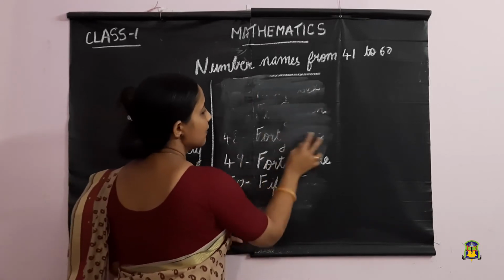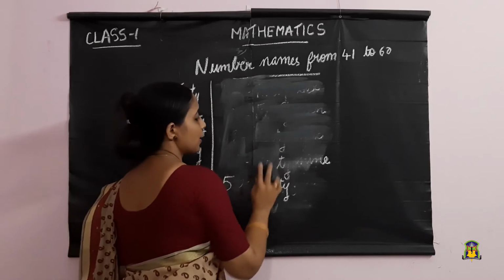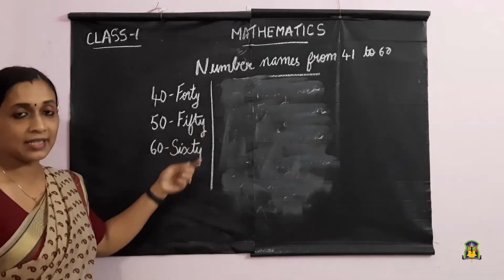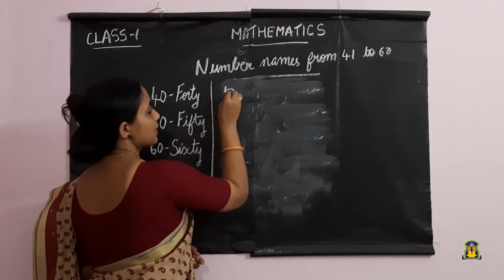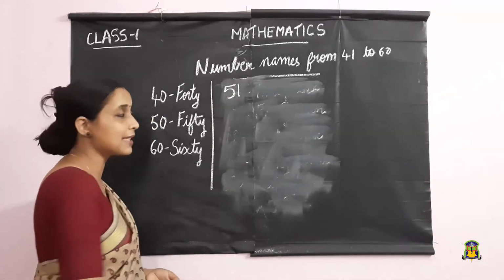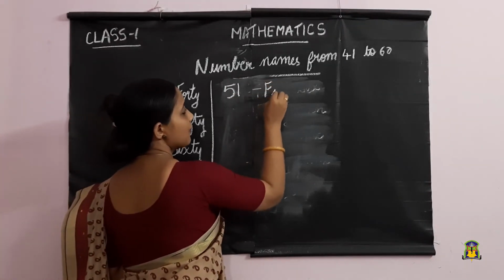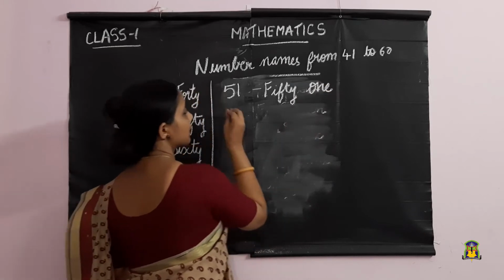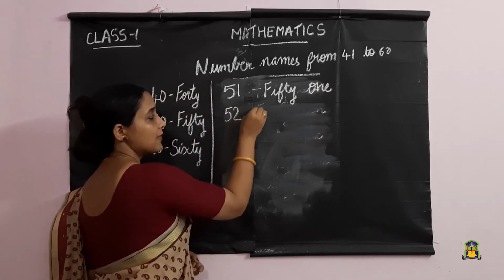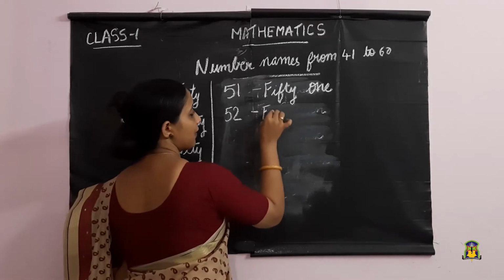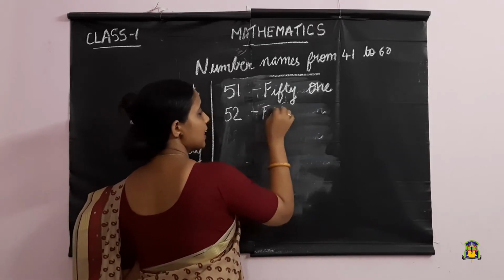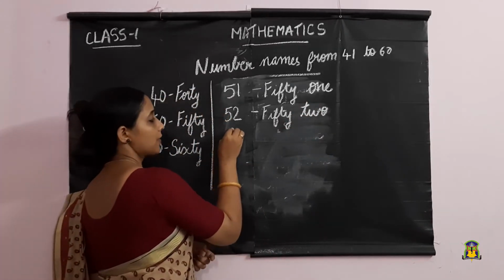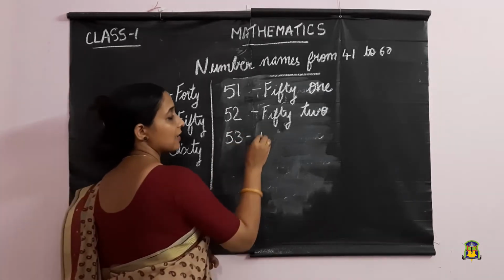After 50 it is 51. And already you have learned the spelling of 50. What is it? F-I-F-T-Y. So which is the number after 50? 51. 50 and 1 makes 51. F-I-F-T-Y, 50. O-N-E, 1, 51. The number after 51 is 52. F-I-F-T-Y, 50. 2, T-W-O, 2, 52. After 52, 53.